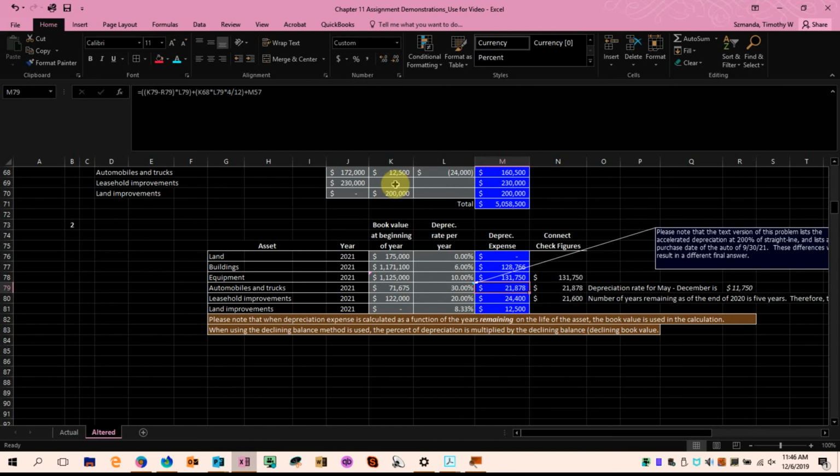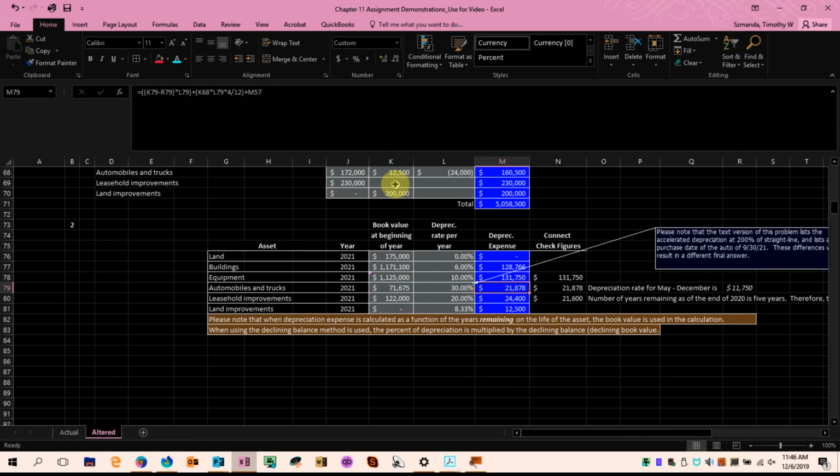So we're going to use August in our calculation. That would leave 4 months left of depreciation, right? September, October, November, December. So we've got 4/12 times the 30% times the 12,500. That's the second component of our depreciation for the autos and trucks.